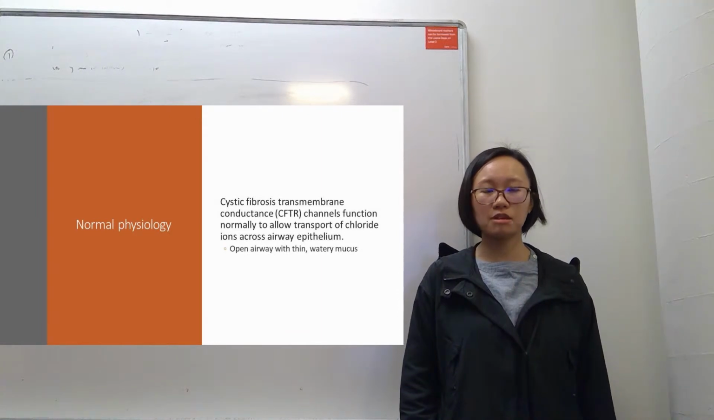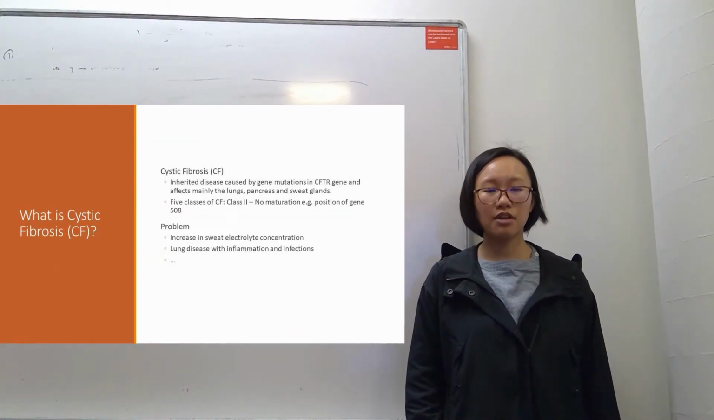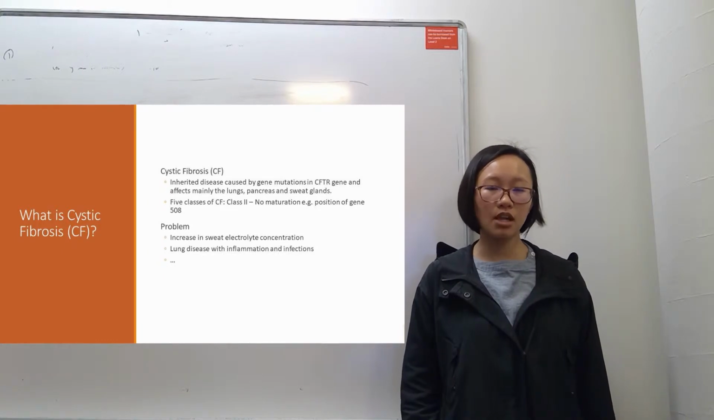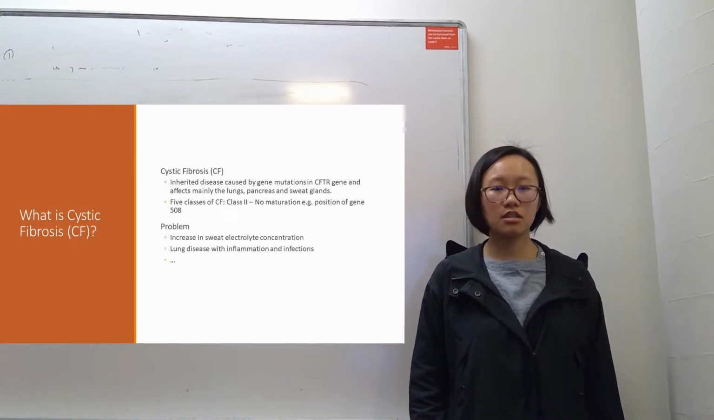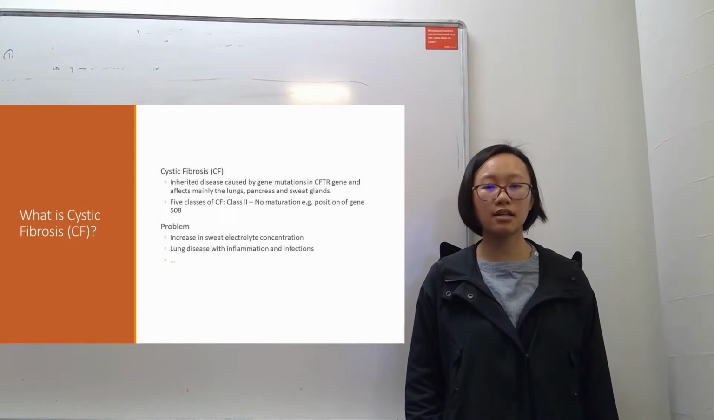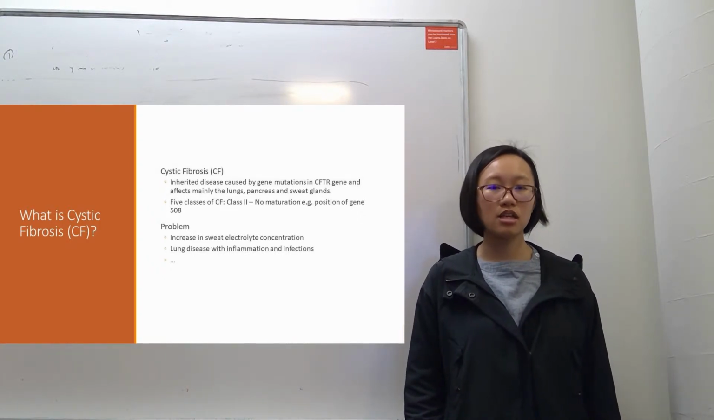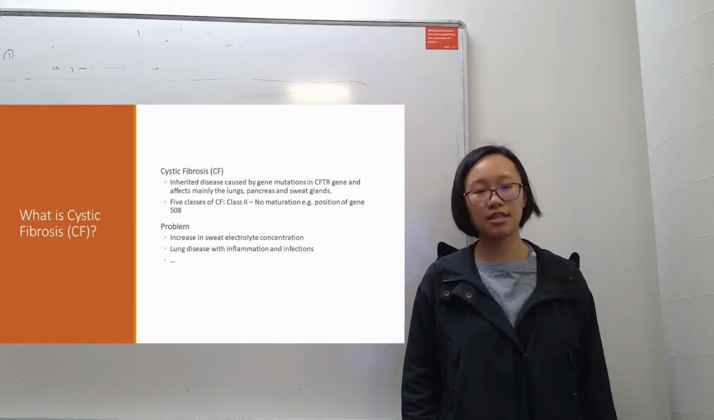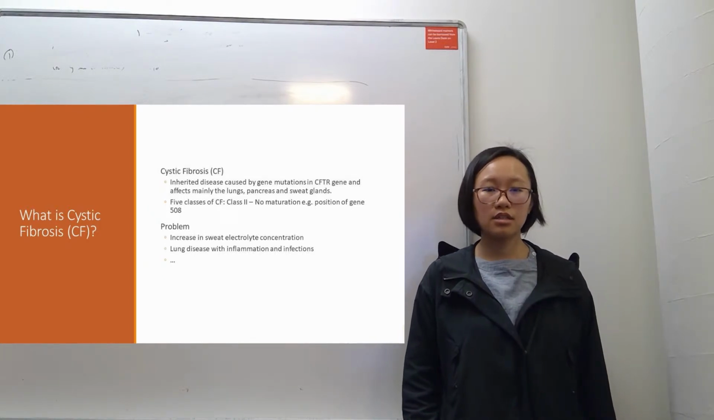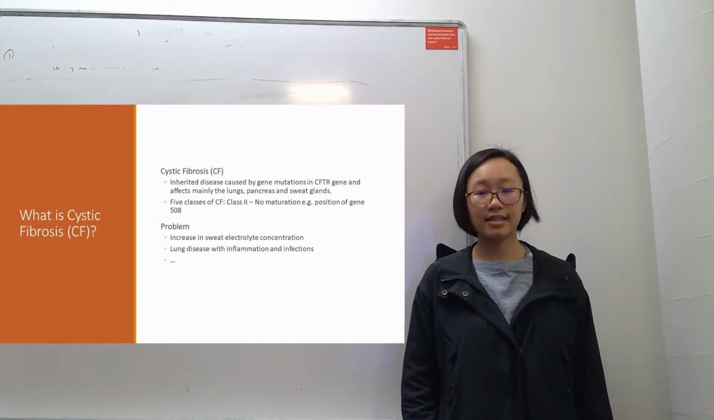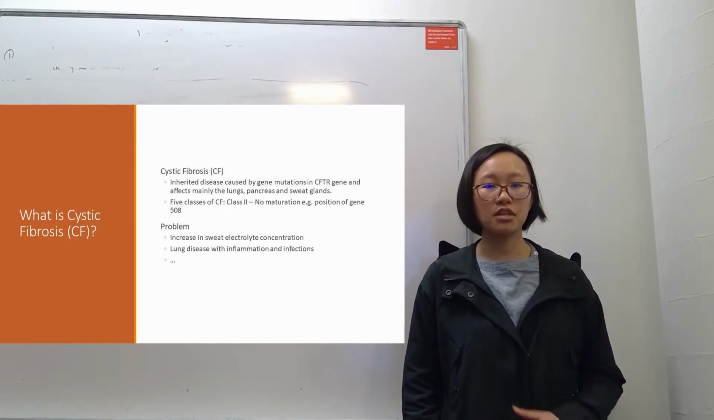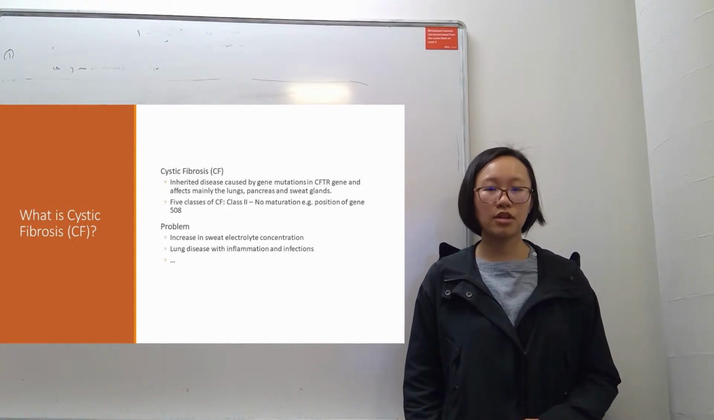But for people who are suffering from cystic fibrosis, they have some dysfunction of the CFTR channels. This is an inherited disease that mainly affects the lungs, the pancreas, and the sweat glands, and is caused by mutation in the cystic fibrosis transmembrane conductance regulator CFTR gene. It causes an increase in sweat electrolyte concentration, progressive lung disease with chronic inflammation and recurrent bacterial infection. Sometimes it may also cause pancreatic insufficiency and male infertility.